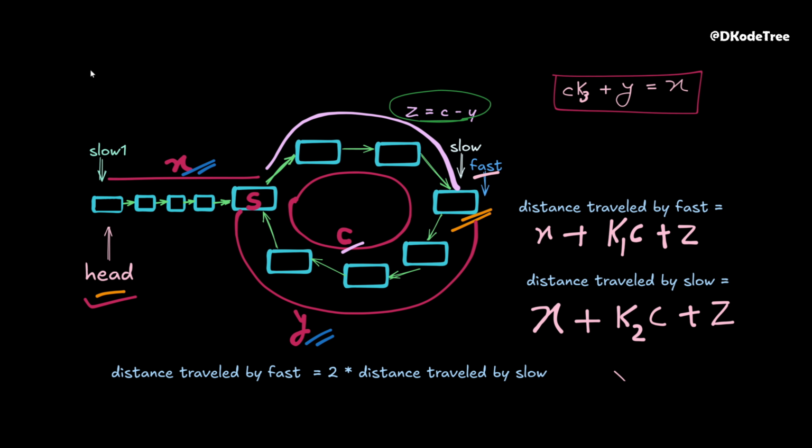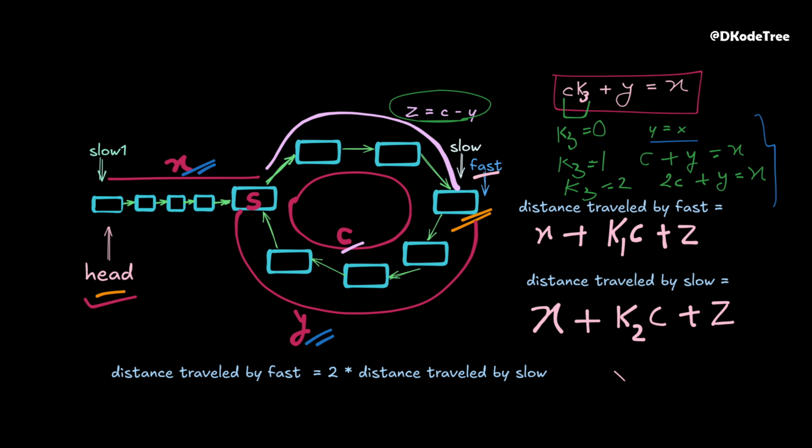Here you can see that c means the length of the cycle and k3 is a constant integer. So this term c into k3 actually means some certain count of rounds around this cycle. If k3 is equal to 0, we get y is equal to x. If k3 is equal to 1, we get c plus y is equal to x. Similarly, if k3 is equal to 2, the equation becomes 2 into c plus y equal to x. So for all these three examples, we can see that either x is equal to y or x is equal to some times around the cycle plus y.